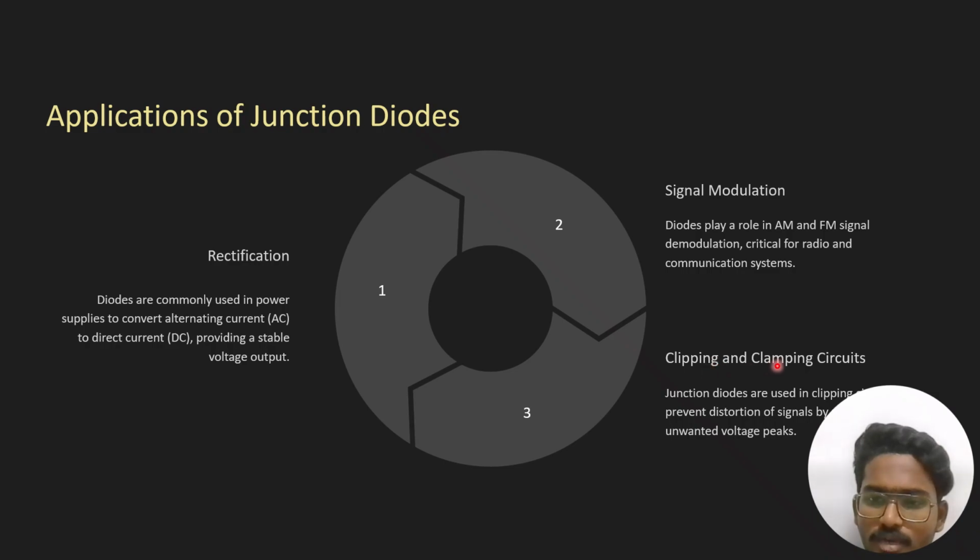And clipping and clamping circuits. Junction diodes are used in clipping circuits to prevent distortion of signal by removing unwanted voltage peaks. It means it shapes signals by cutting unwanted peaks. Now let's move on to advantages and limitations of junction diodes.